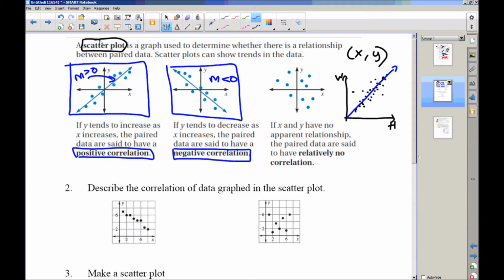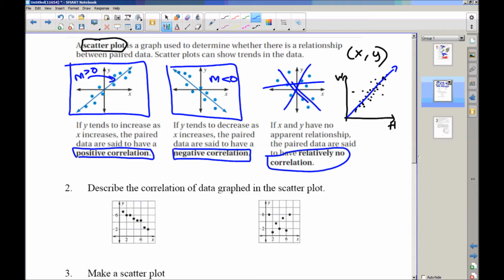And in our third one, there's relatively no correlation at all. There's no way I could draw a line that's better than any other way. Okay, so this has relatively no correlation, so it doesn't have a slope at all because it just doesn't make a line if I try to connect or draw some line of best fit through them.